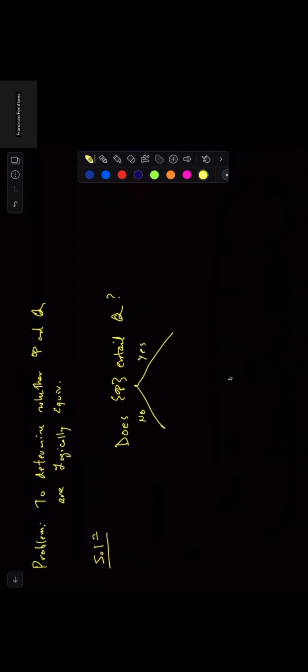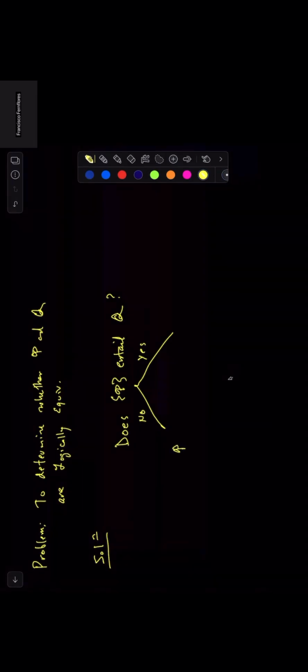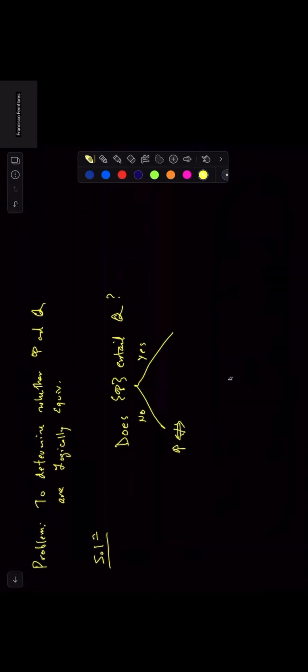If the truth tree tells us that the set containing P does not entail Q, then what we know is that they're not logically equivalent. If the truth tree closes, which shows that the set P does entail Q, then what we know is that we need to ask another question. Now we need to know, does Q entail P?